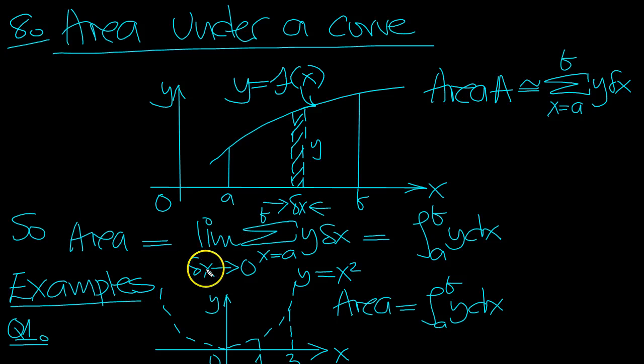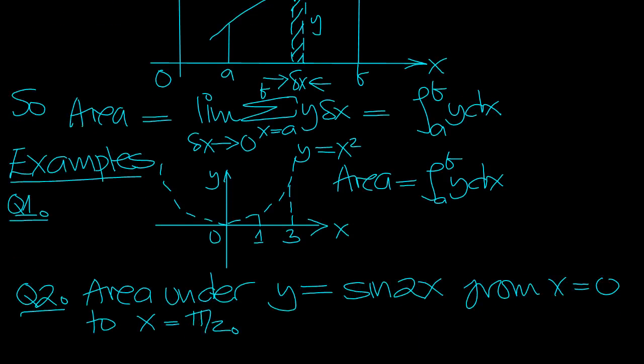But in the limit that delta x, these strips get thinner and thinner and thinner, then this summation of all these horizontal strips will tend to the value of this, which is the integral. This is an S, so it means the sum, which is the integral symbol between a and b of y dx. So that's all it is. The area is just the integral.